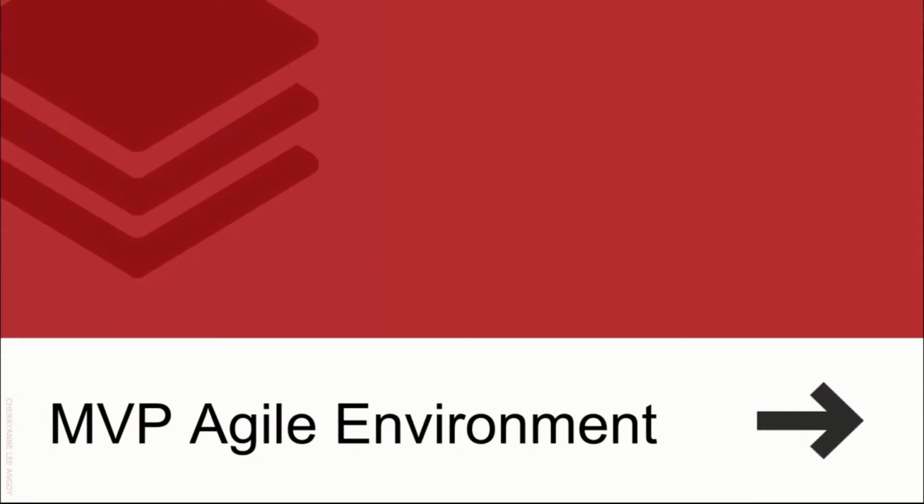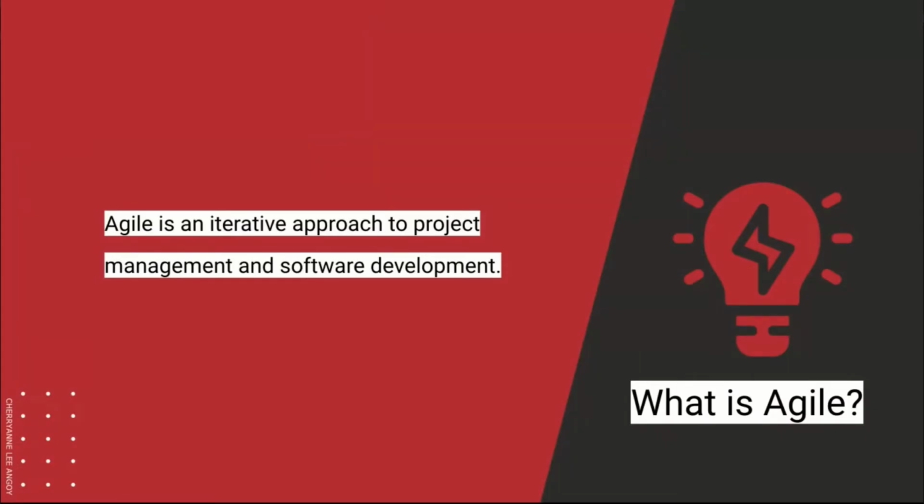So, the majority of the apps today are developed using Agile methodology, and many startups use Agile in the development of their products. So, let's talk about the use of Agile methodology in developing an MVP. First, let's talk about what is Agile. Agile is an iterative approach to project management and software development. And in fact, Agile project management came from the Agile software development model.